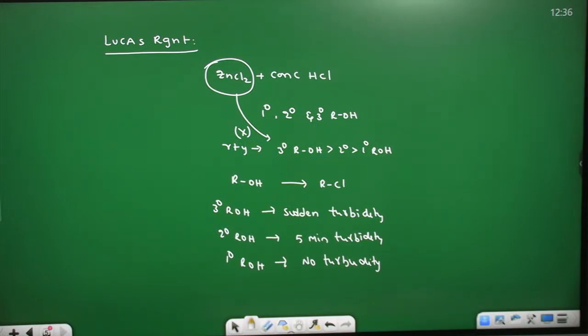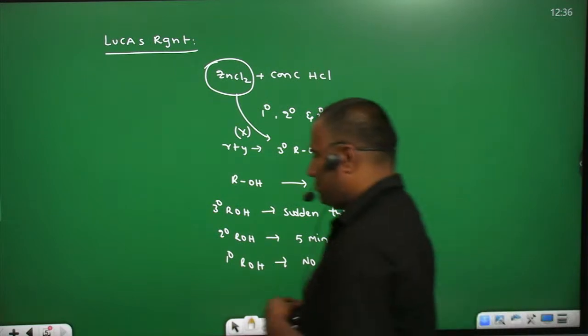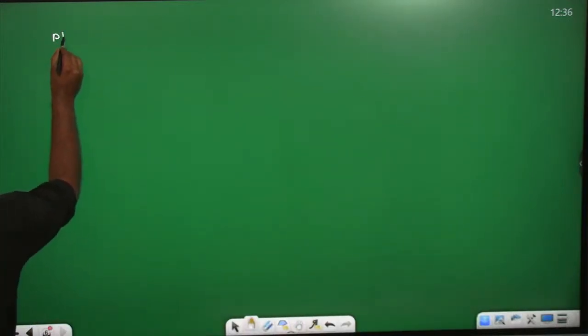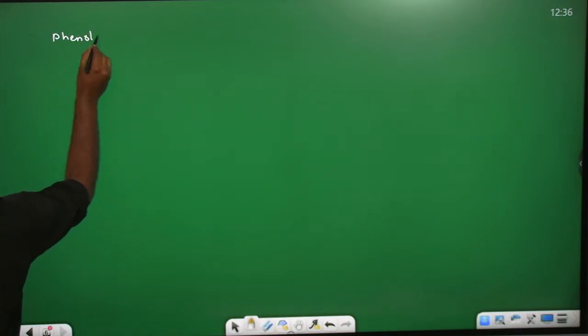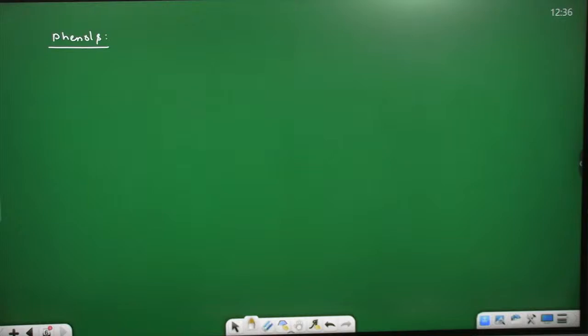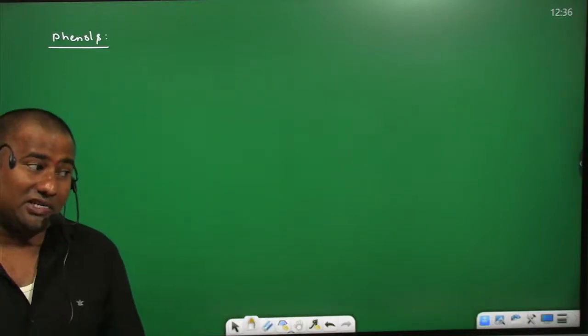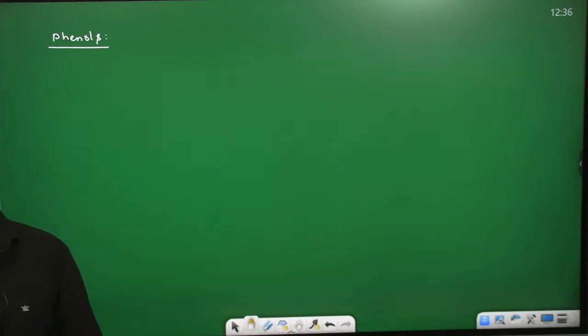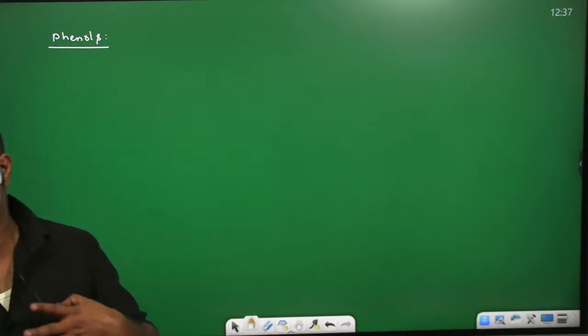Next one, phenols. In phenols, what are the important reactions we have? Kolbe's reaction, Reimer-Tiemann reaction, preparation of phenol from cumene. Many times a repeated question, okay.